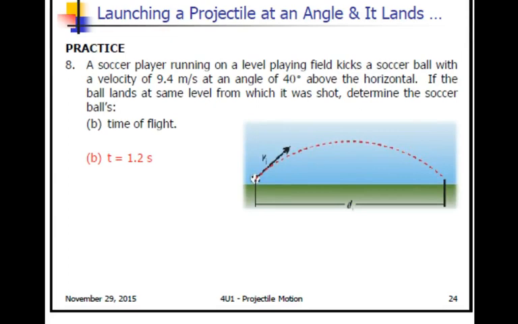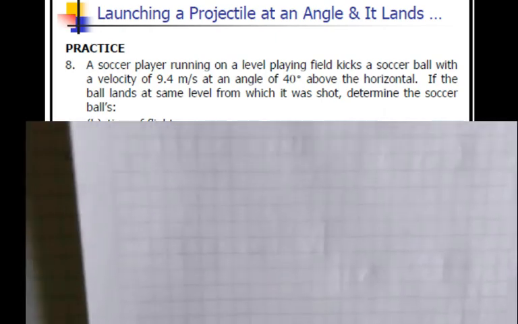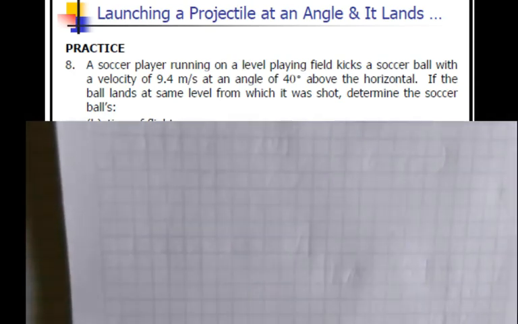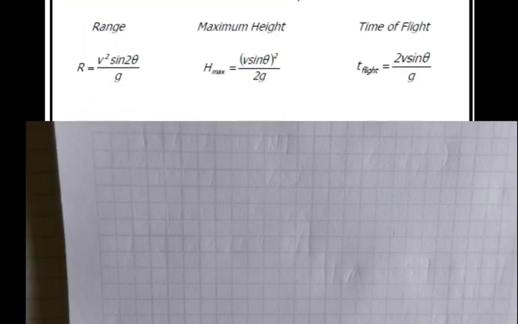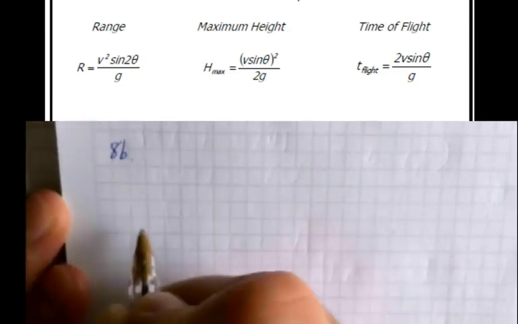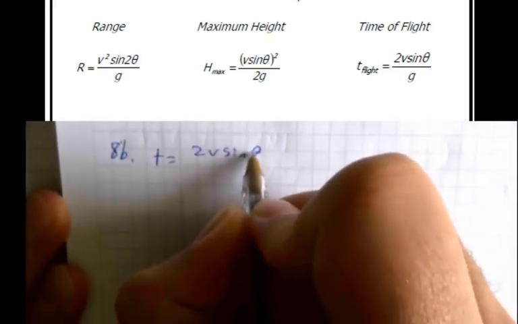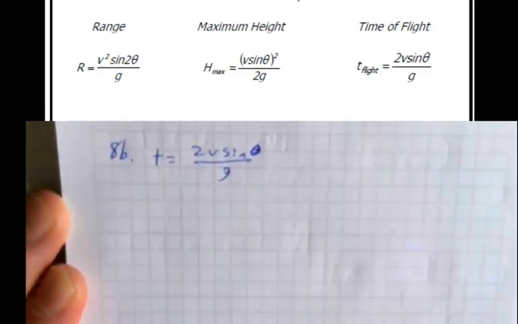So first we'll figure out what equation to use for each one. Time of flight is the first one. The time of flight equation is over here. So for 8b, we're trying to find the time of flight, so that's t equals 2v sine theta over g.